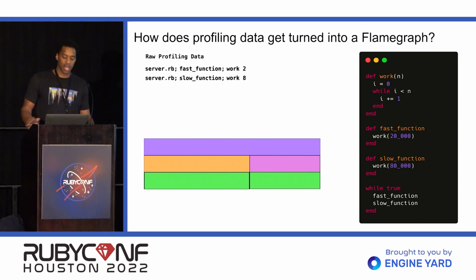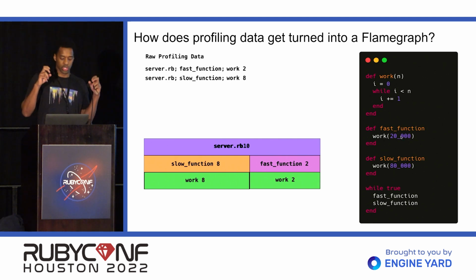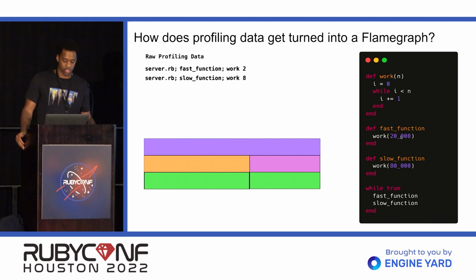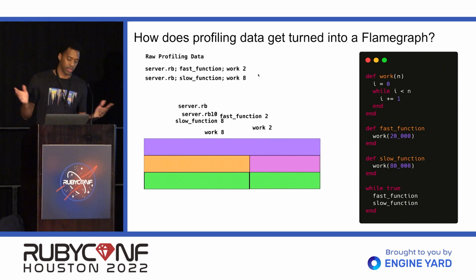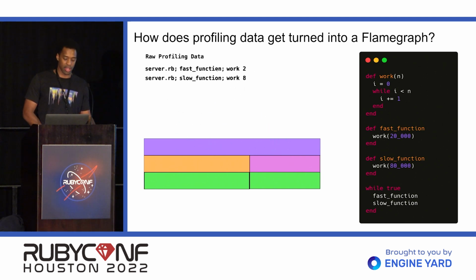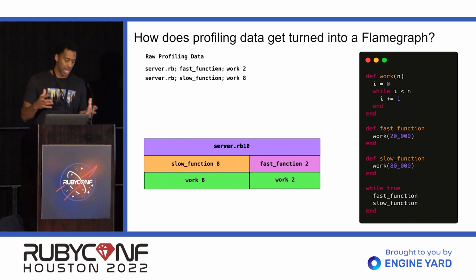This is how this very, very basic example would get turned into the Flamegraph on the left. You see while true, then you see fast function and slow function, which each call work, and work runs for 2 units of time and 8 units of time respectively. These numbers are usually represented in samples, so this is what it would look like with a real piece of code broken down into a Flamegraph.